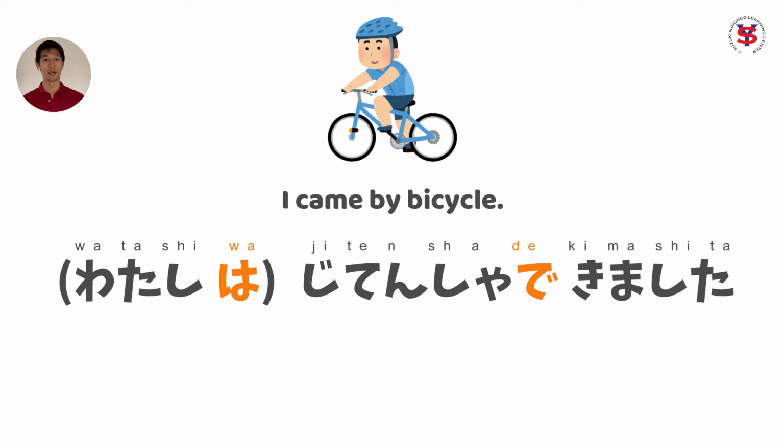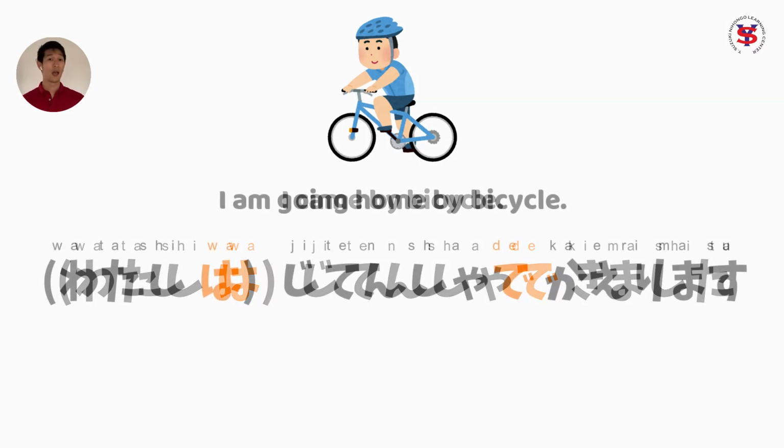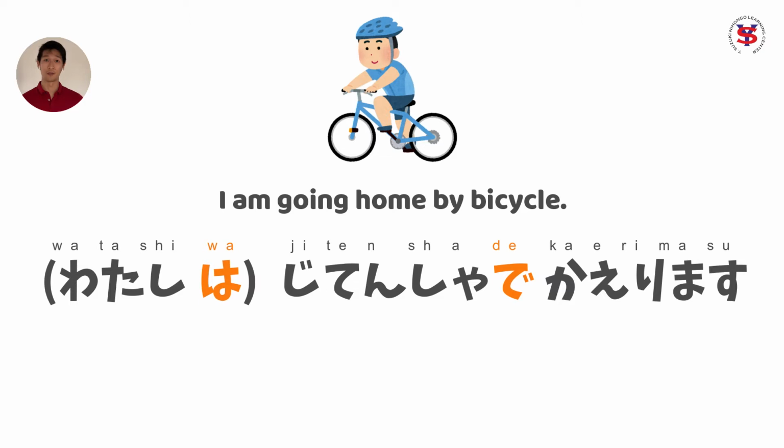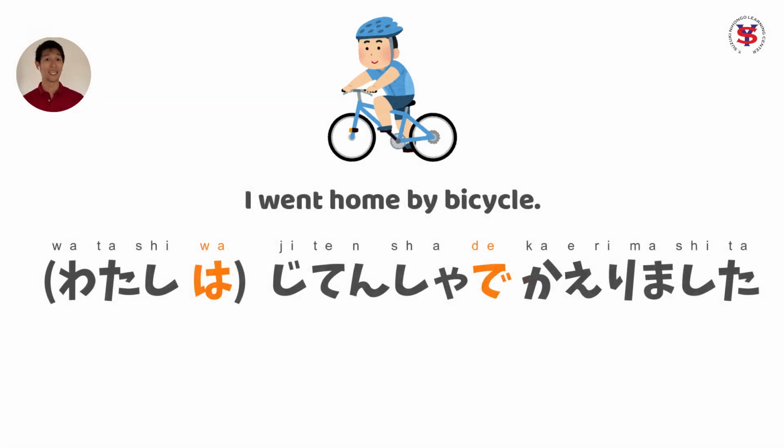Alright, halimbawa naman, we want to say, I am coming by bicycle. In Japanese, that would be, watashi wa jitensha de kimasu. Or, I came by bicycle would be, watashi wa jitensha de kimashita. So, nakikita natin, di ba? Iniba lang natin ang mode of transport and ang movement verbs natin. So, it's the same structure for, say, I am going home by bicycle. We say, watashi wa jitensha de kaerimasu. Or, I went home by bicycle is watashi wa jitensha de kaerimashita. Madali lang siya, di ba?